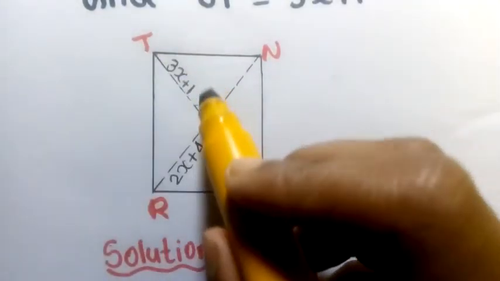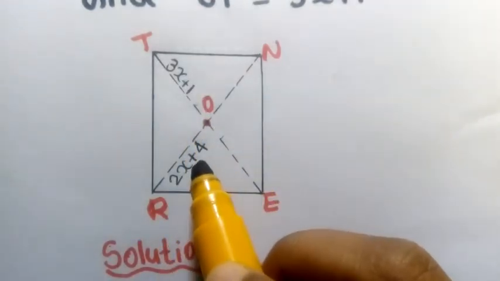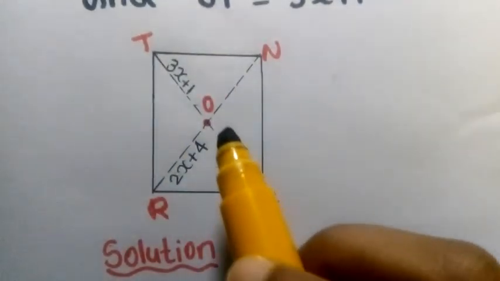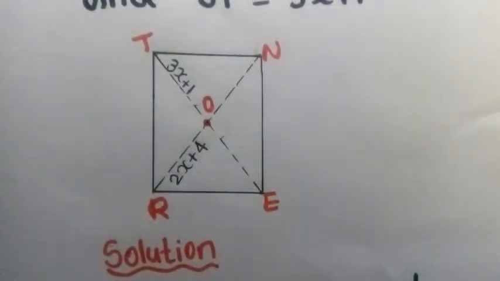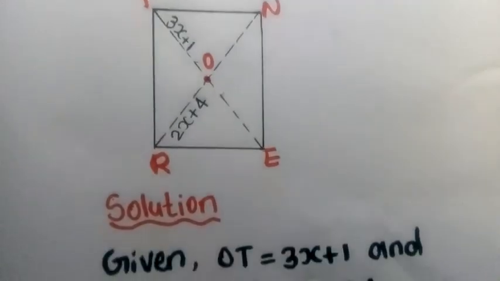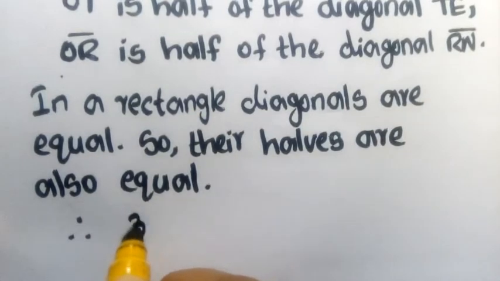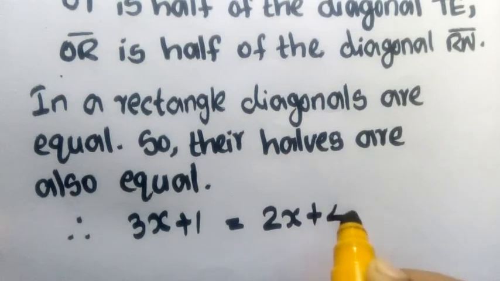Given OT is equal to 3x plus 1 and OR is equal to 2x plus 4. OT is the half of the diagonal TE and OR is the half of the diagonal RN. One of the property of rectangle states that in a rectangle diagonals are equal. So their halves are also equal. Therefore 3x plus 1 is equal to 2x plus 4.